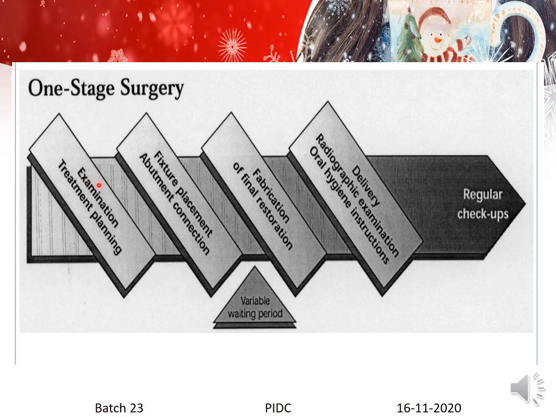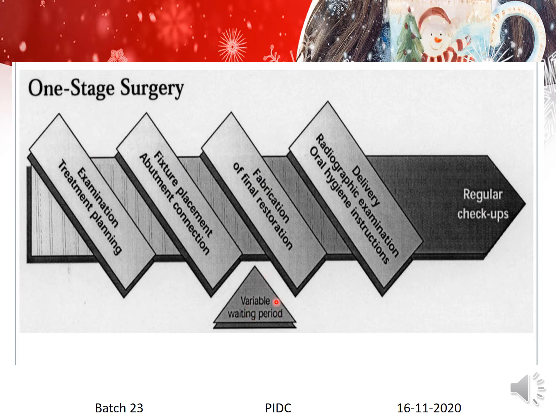Whereas your 1-stage procedure is one where, after examination and treatment planning, both the implant placement and the abutment connection are done on the same day itself. Then we wait for a variable healing period until the healing takes place, and then directly we go in for the fabrication of the final restoration, delivery, radiographic examination, oral hygiene instructions followed by regular checkup. So this is a 1-stage procedure.